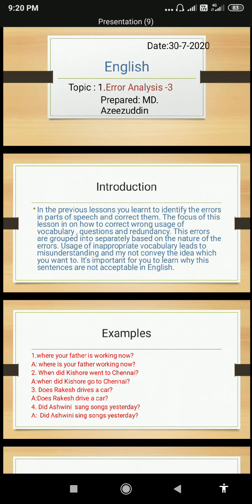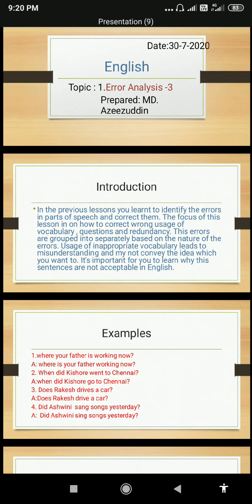Next, the third one. "Does Rakesh drives a car?" This is also wrong. With third person singulars, we use s or es with a verb. But whenever these third persons are used in interrogative forms, the verb never takes any s or es after it. For that reason, "Does Rakesh drive a car?"